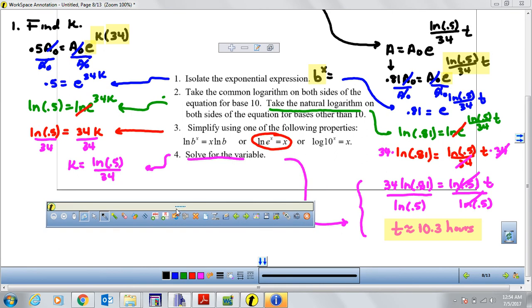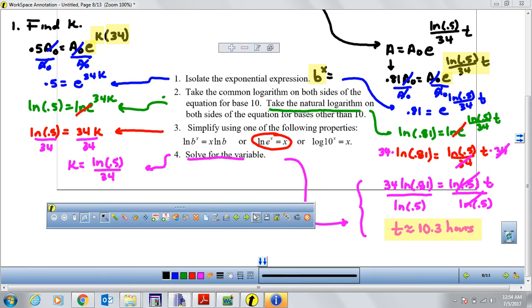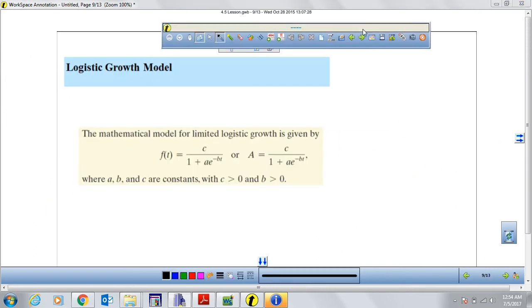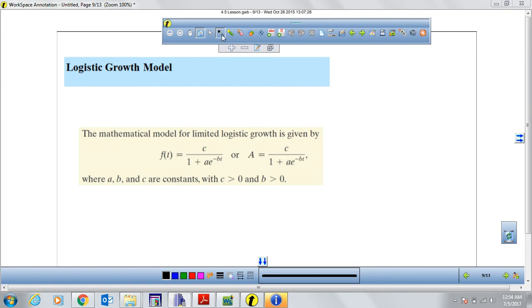So, now we're going to cover another type of model. The next type of model is going to be called a logistic growth model. This is basically an exponential model that has a limited growth. That's what we call it. What does it mean by limited growth? It is a model that grows, but after some point in time, it reaches its maximum. It reaches a limit.